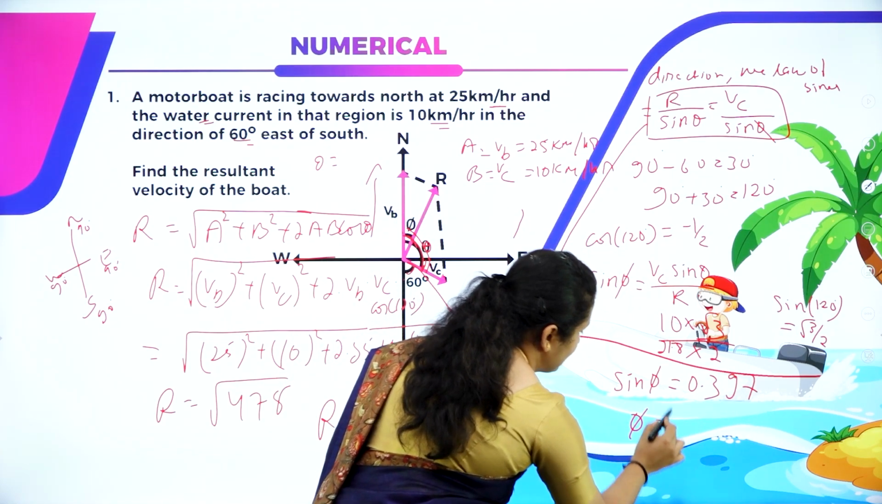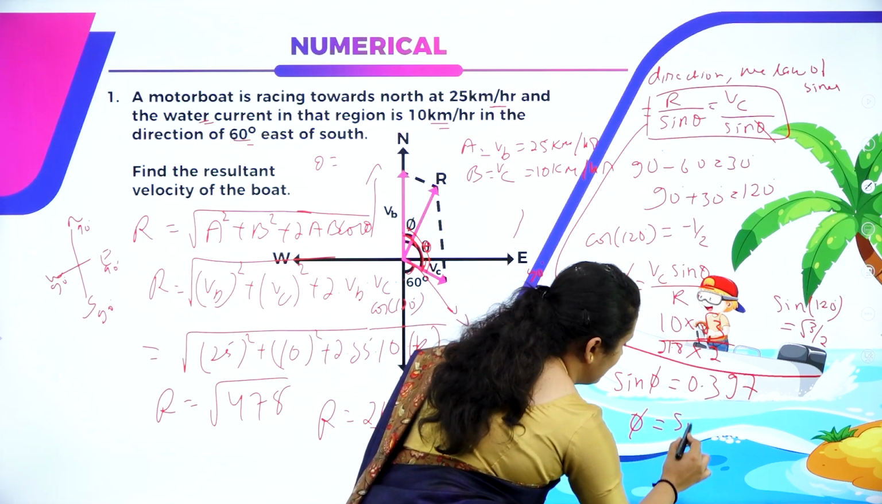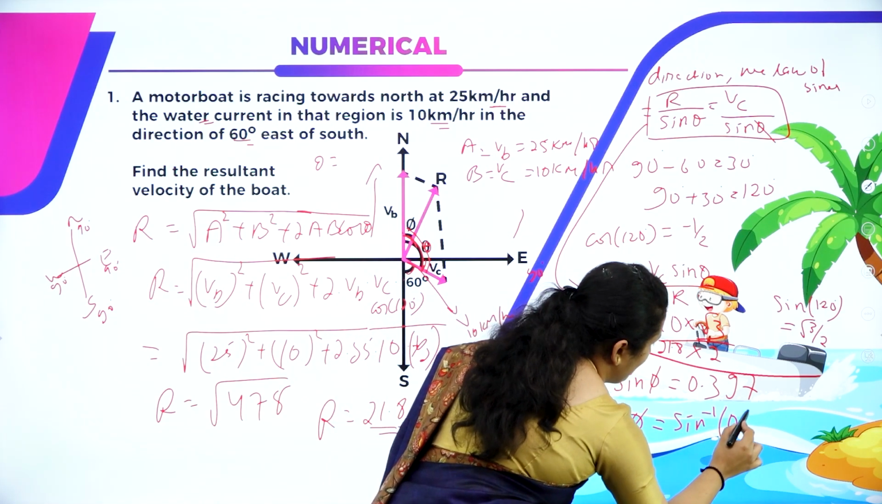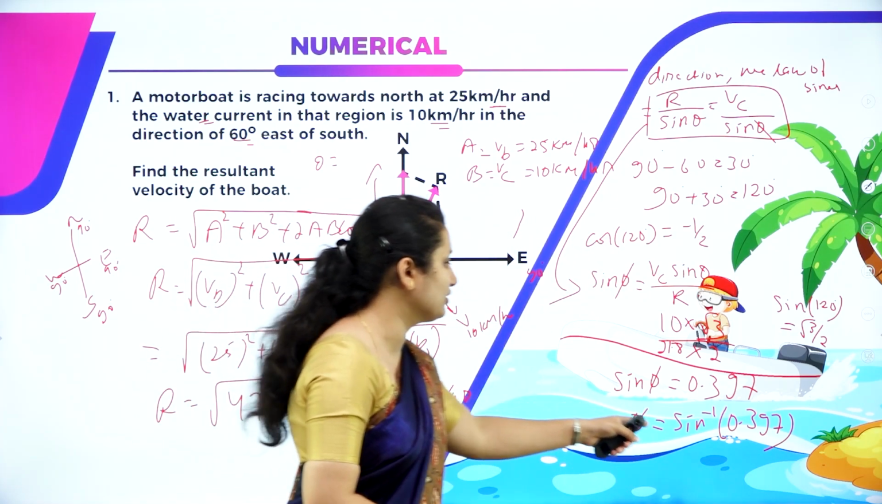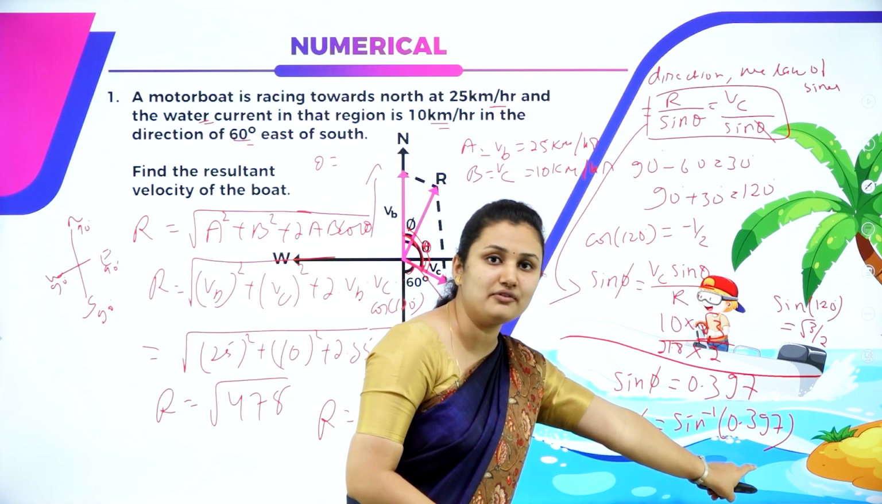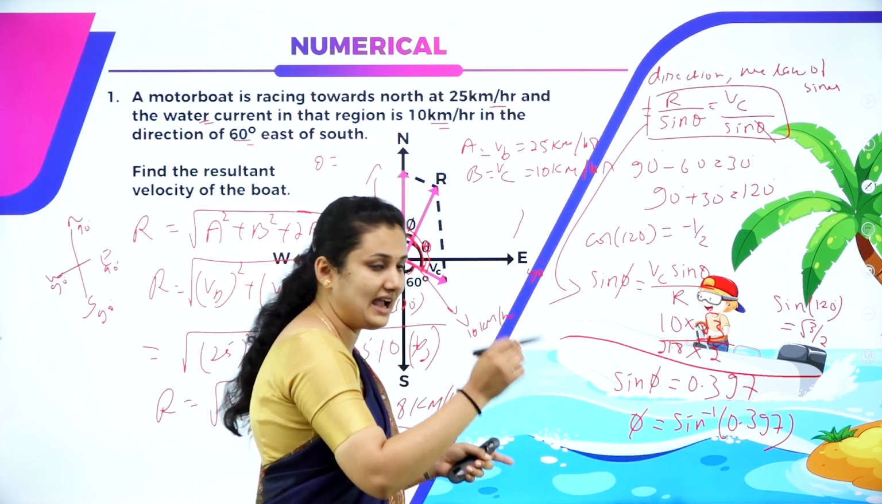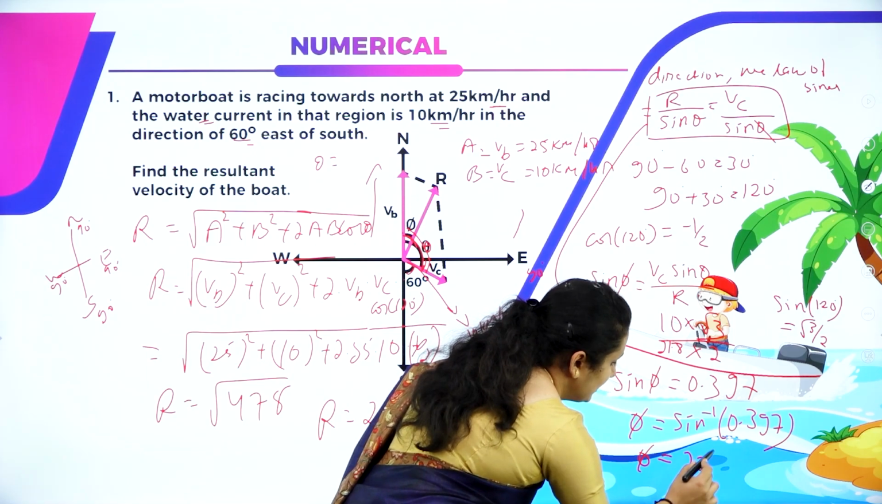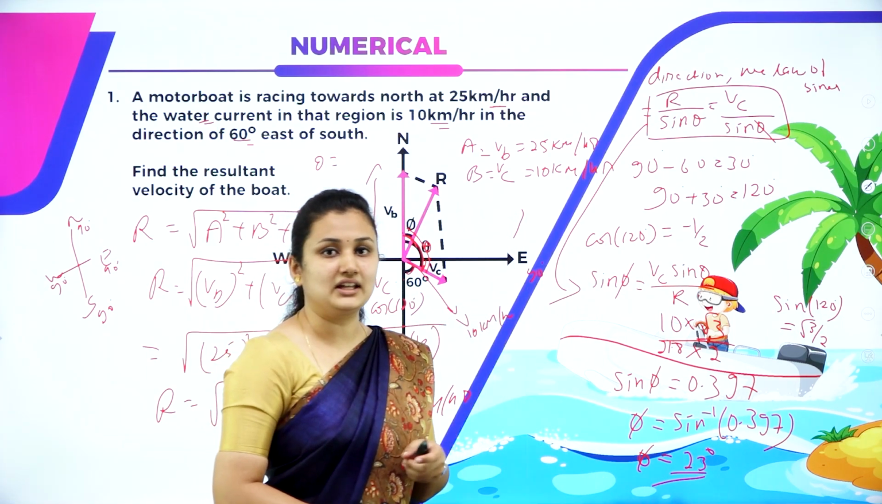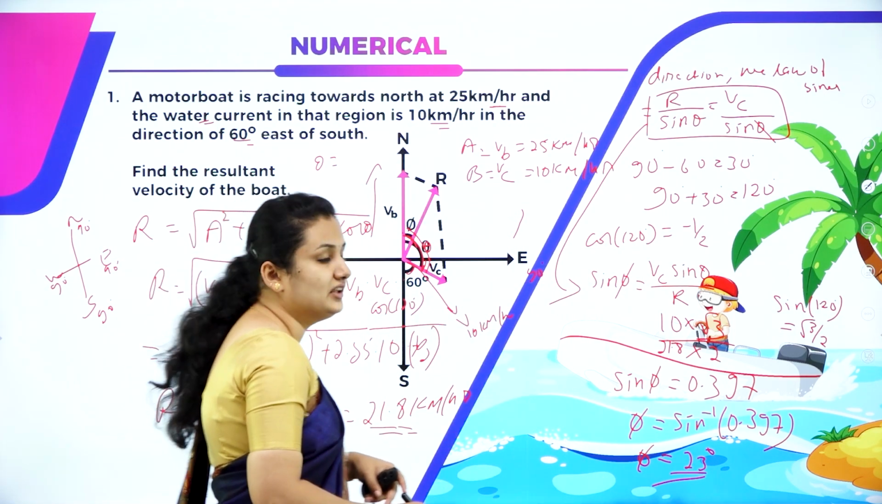So when sine goes to the RHS, it is inverse. Phi is sine inverse of 0.397. Using the table, you can find out the nearest value for sine inverse of 0.397. From the table, you can find out phi is equal to approximately 23 degrees. This is how you solve the numerical.